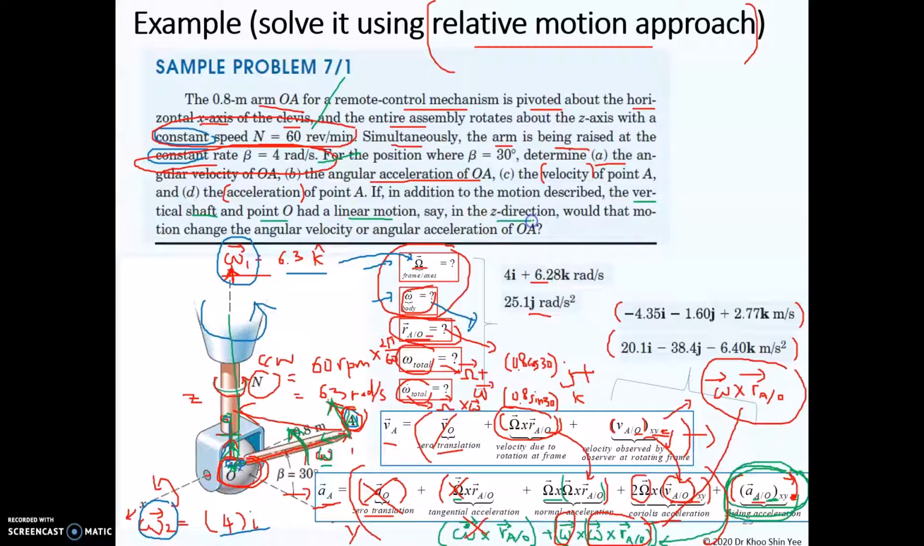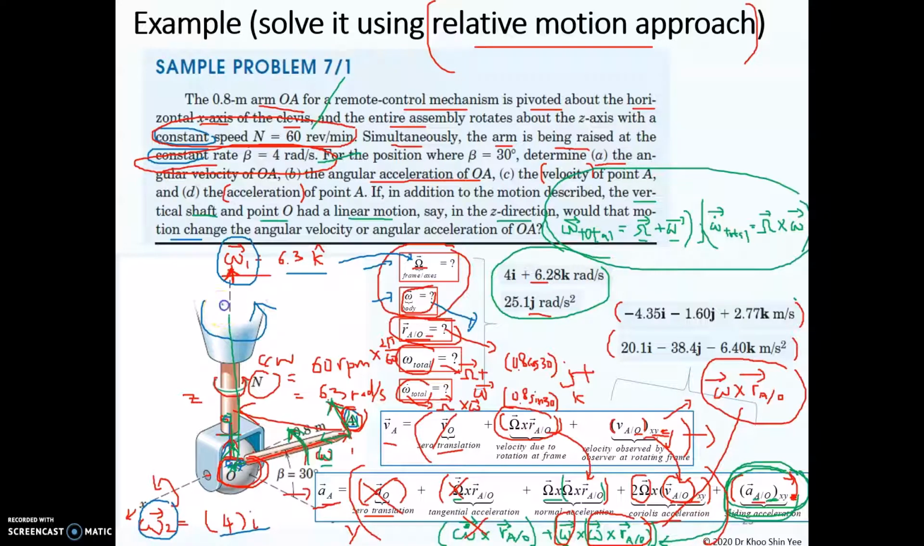Lastly, the vertical shaft and point O here had linear motion, let's say in the z direction. The question asks if the motion will change the angular velocity or the angular acceleration of OA that you obtained before here. Since we are computing the total angular velocity and total angular acceleration by using this formula, it is only depending on the Ω and the omega. It does not depend on the velocity at any point here. Therefore, this result will remain.